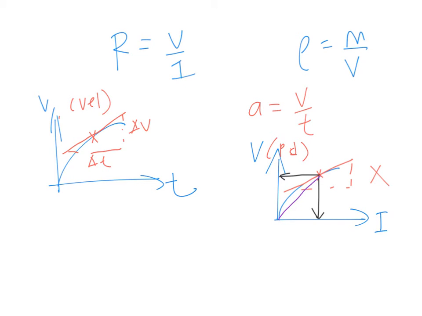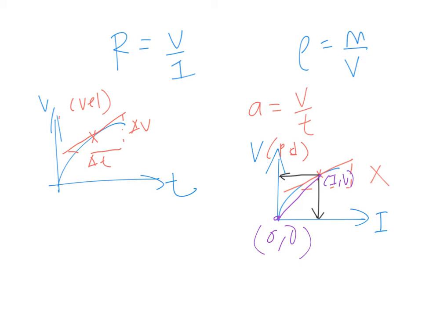Okay, I draw a line from origin to this point. Now I'm going to find the gradient of this line. So how do I find the gradient of this line? I need 2 points, right? So let's call this point 0, 0, right? And this point will be I, V, agreed?